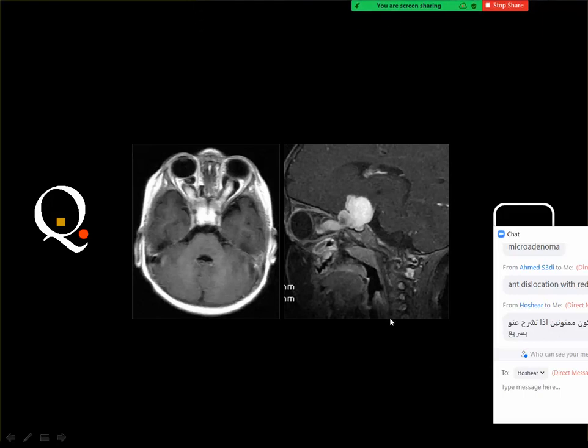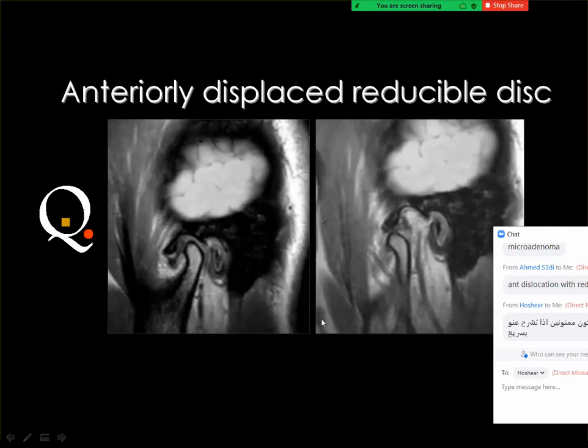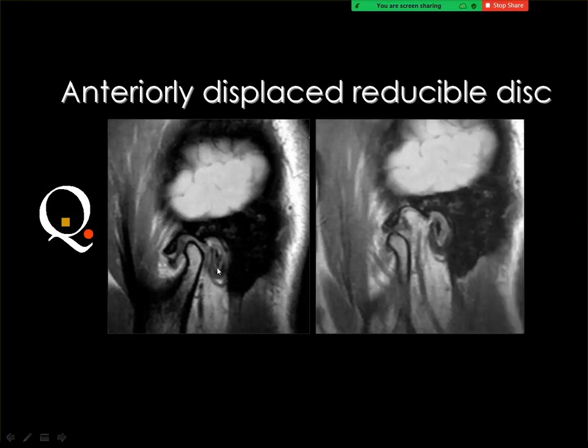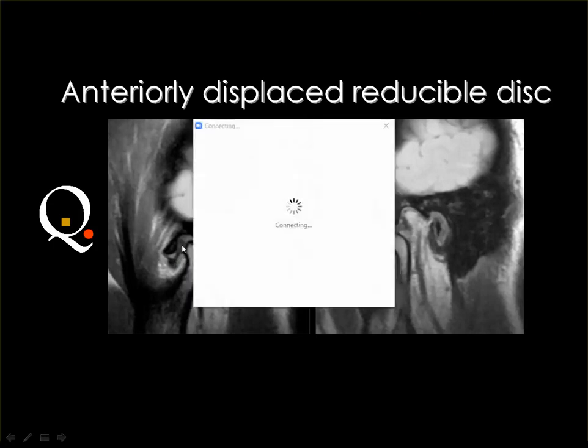Okay, I will explain what you want. I don't know if you wanted the mandibular discs of the mandible. You know that the articular disc has a bow-tie configuration. It has an anterior band, posterior band.